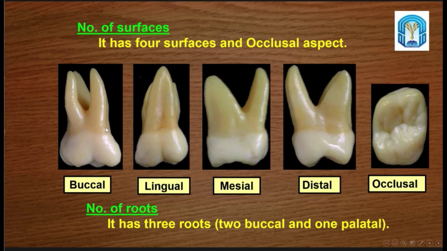And you see, this is the buccal side. From the buccal side, we can see the 2 buccal roots and 1 palatal root. On the lingual side, we can see only 1 big palatal or lingual root. Mesial side, 1 big root and another palatal root. Distal side, palatal root and 1 distal root. So we can see all these things.